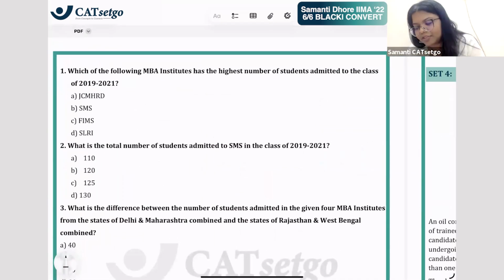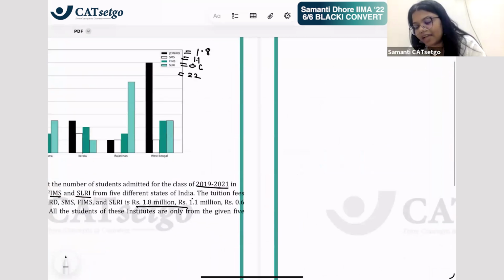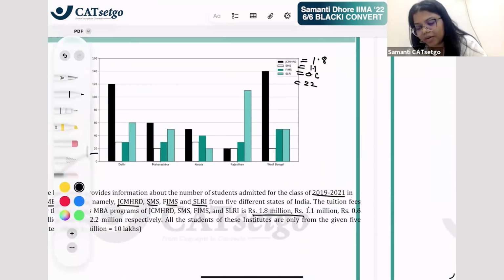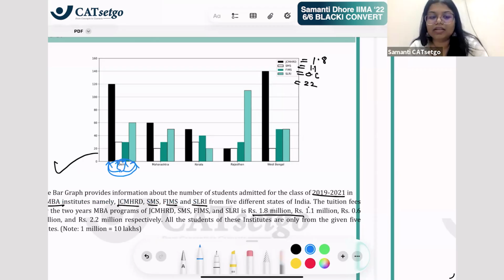It says, which of the following MBA institutes has the highest number of students admitted 2019-2021? वो batch में what is the MBA institute which has the highest number of students? ठीक है? So look at this data. Where do we have the highest number of people? है ना? यहाँ पे देखो डेटा किस तरीके से दिया है हमें. डेटा दिया है to tell दिल्ली में से out of people from Delhi, how many students joined JCMHRD, how many joined SMS, how many joined FIMS, and how many joined SLRI. That sort of data is given. So this, are you going to total? इन सब का टोटल करके क्या मिलेगा?